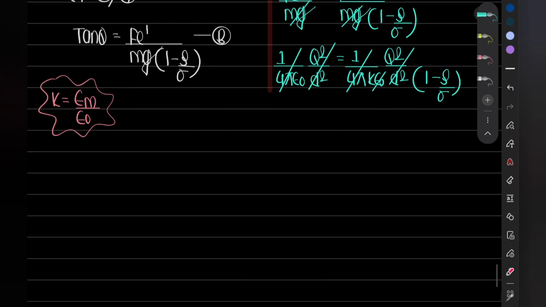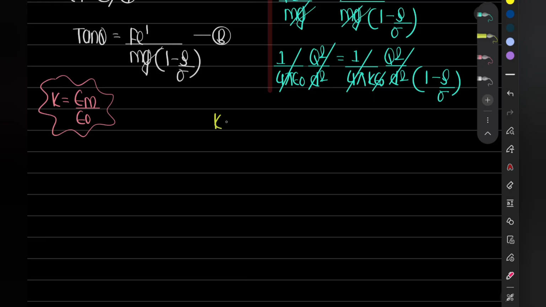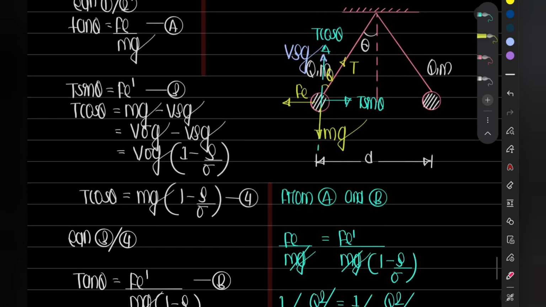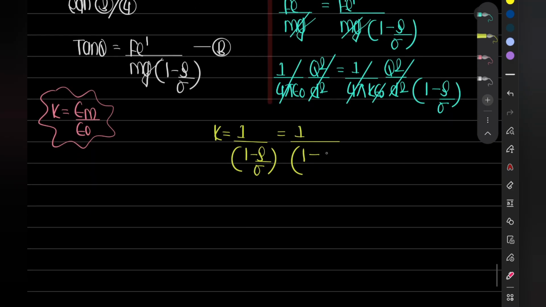So finally this k I'm going to send here. So after sending that k, we will have k equals 1 upon 1 minus rho by sigma. Let's put the value of rho and sigma. Rho stands for the density of liquid and sigma stands for the density of solid, that is the sphere. So the value of rho, the density of liquid, is 0.7 and solid, the sphere, is 1.4. So 0.7, then here we will have 1.4.